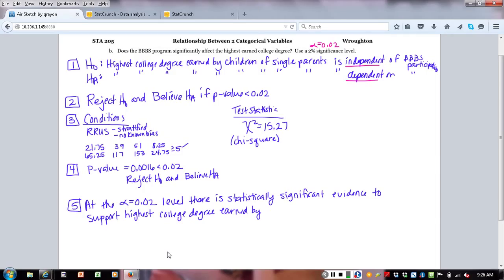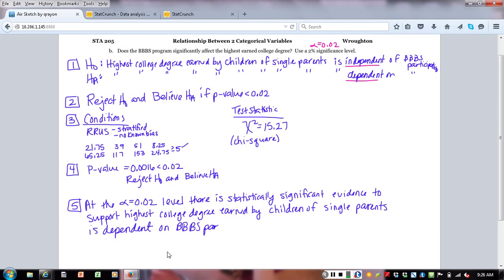So there is evidence to support that highest college degree earned by children of single parents is dependent on big brothers, big sisters participation.